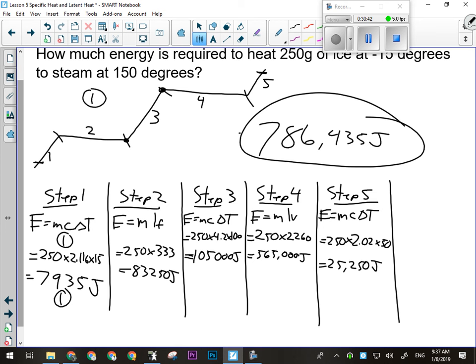You would have a latent heat problem. There will be one on your unit exam. It'll work like this, but it won't be 5 steps. I was just saying if it was out of 60, this would be like 20% of it, right?